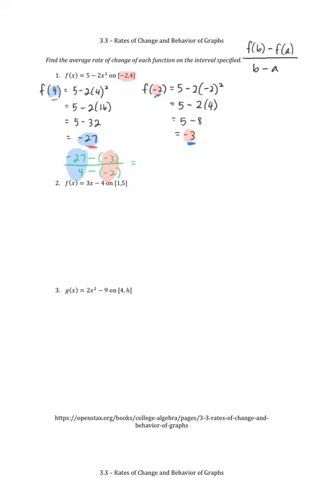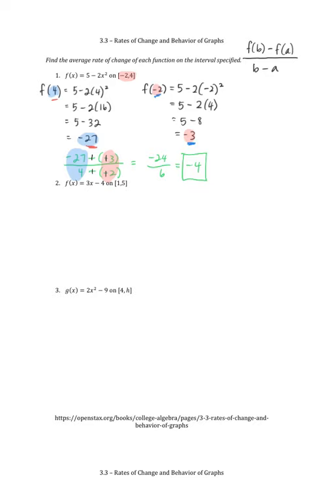Okay, so let's see. -27 minus a -3, that's going to become plus a positive, and the same on the bottom. So -27 plus 3 is -24, over 4 plus 2 is 6, and when we divide that out, we get -4. So the average rate of change is -4. So quite a few things go into getting the average rate of change. You have to find each function value for the endpoints, and then use the formula, simplify the fraction. That gives you the average rate of change.